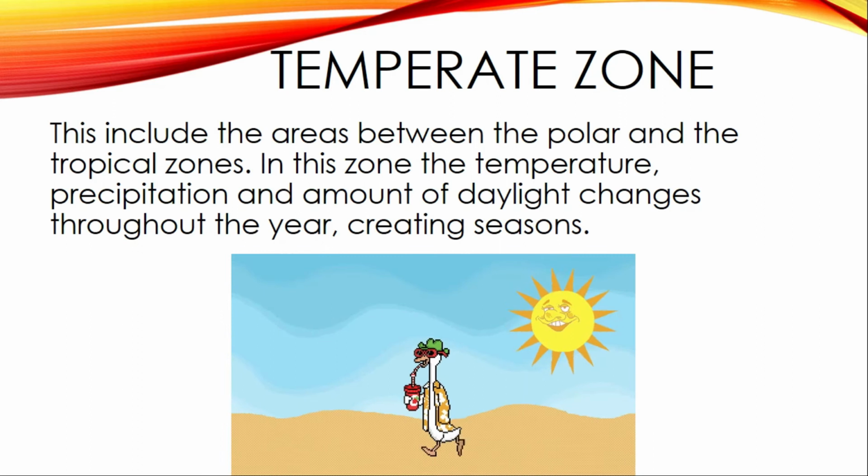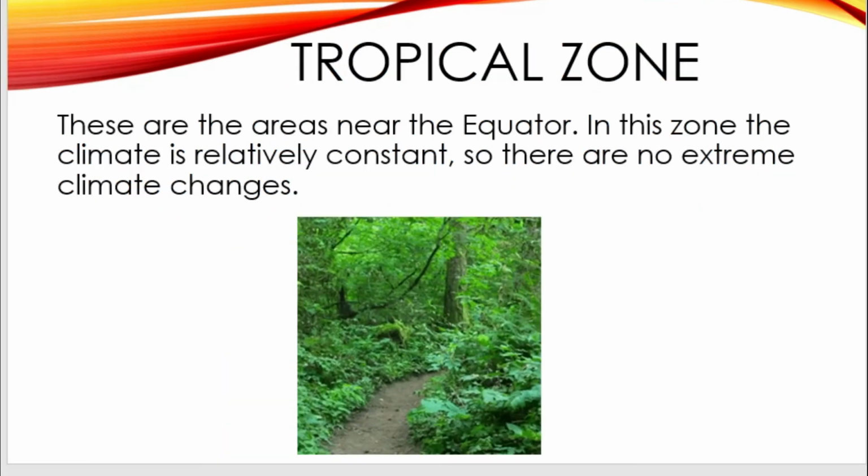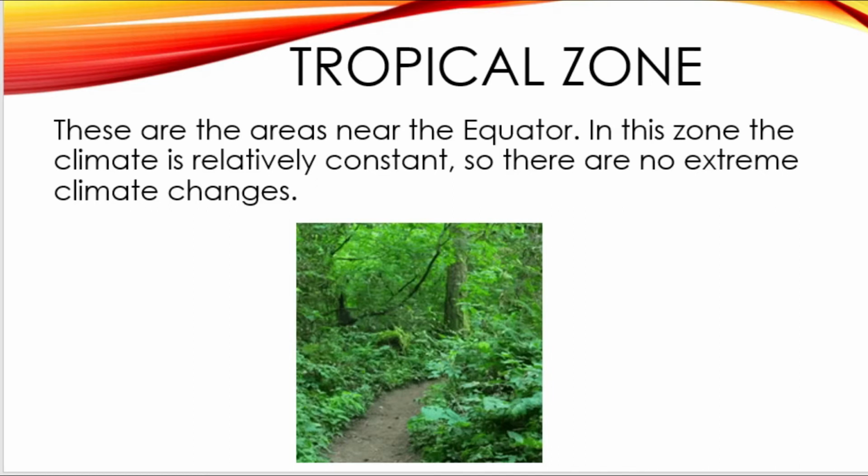Ok, let's continue. The tropical zone. These are the areas near the equator. In this zone, the climate is relatively constant. So, there are not extreme climate changes.